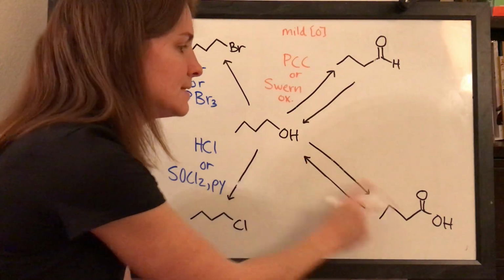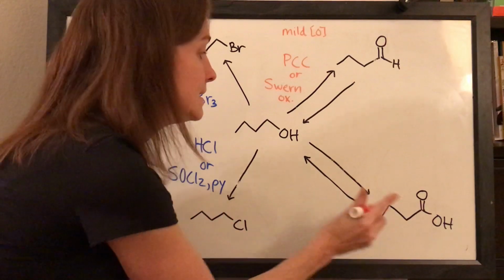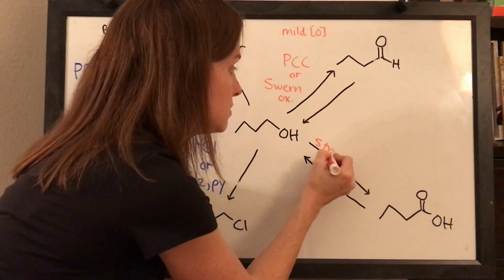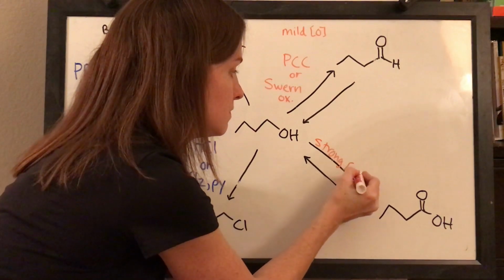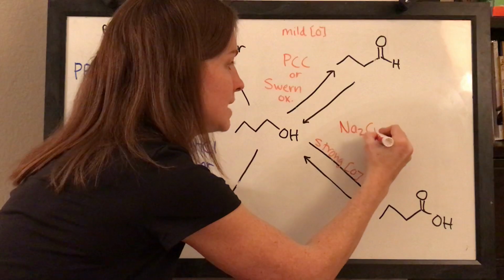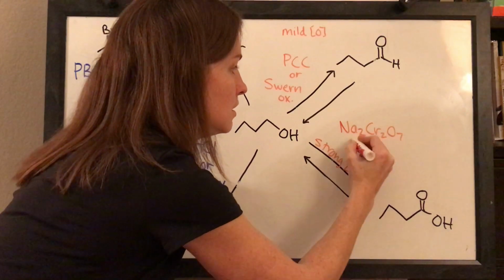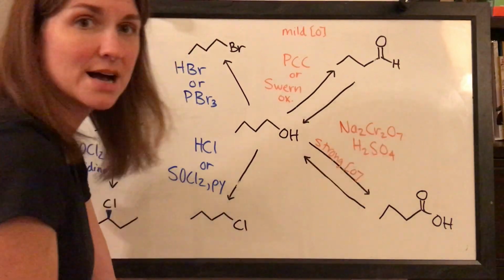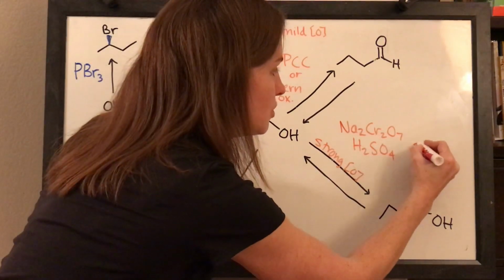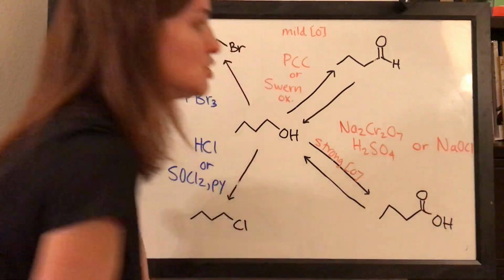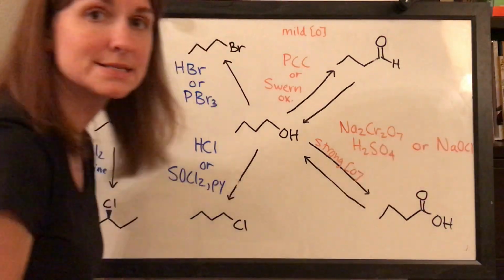If I want to oxidize this alcohol all the way up to the carboxylic acid, then I need a strong oxidizing agent. So my choices here, again, there are a bunch of them, but sodium dichromate with sulfuric acid works really well. Again, that has that toxic chromium. So your greener alternative to that is to use NaOCl, which is just bleach or pool chlorine. And we're actually going to use that in our last lab this semester.